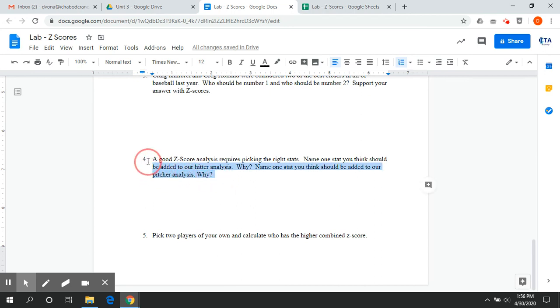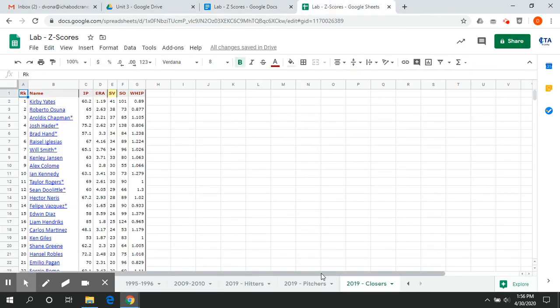This asks you to speculate on what other stats we should probably include. I just went with some of the most basic stats, but what's a stat that might be better to use? And then 5 is just picking 2 players of your choice, presumably 2 players you like, and calculating who has the higher combined z-score. So again, it's just going to be doing kind of what I just walked you through. You'll calculate some means, you'll calculate some standard deviations, and then you'll use their individual stats to actually calculate the z-scores and see who comes out on top.